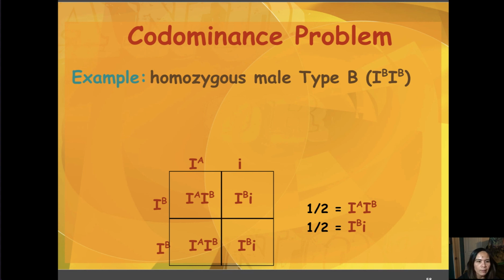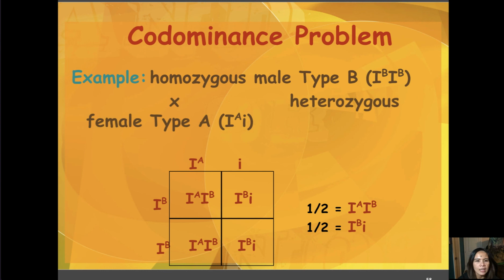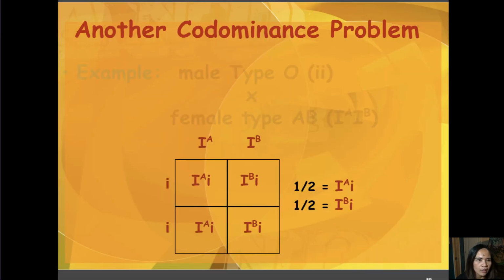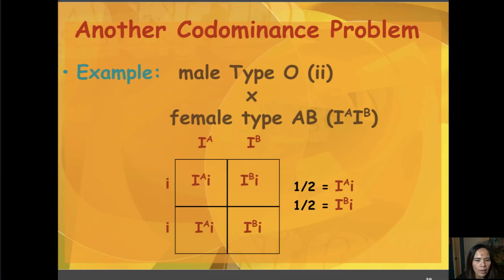Let's say, for example, a homozygous male, type B, that's his allele, is crossed with a female. As you can see here, there's a 50-50% chance of having type A and type B. Here's another example, a type O male, which is two small i's, and a female, which is a B. There's actually a 50% chance of having type A and type B.